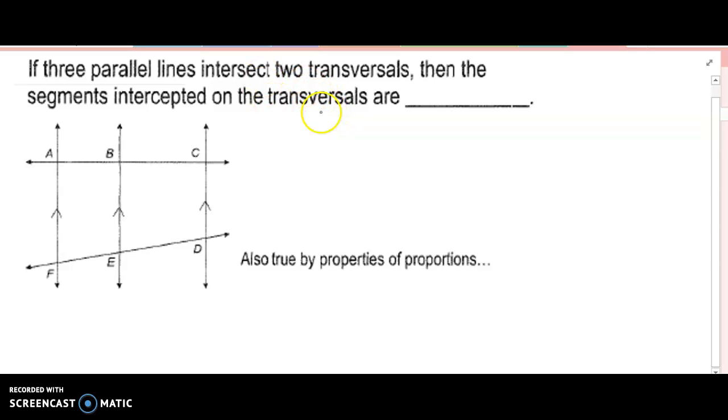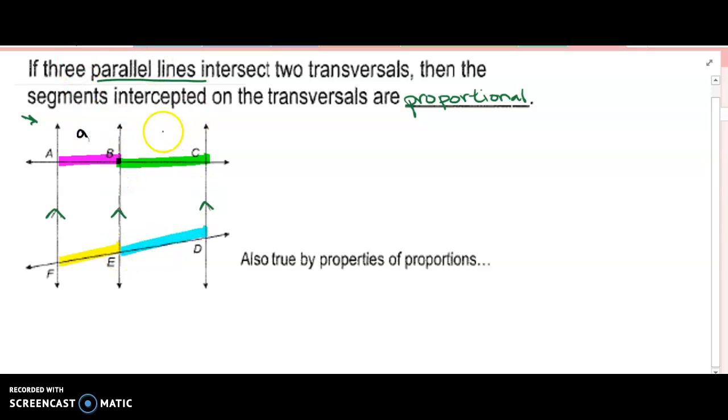So if you flip the next page up, you'll see this right here on top. Okay, and this says if 3 parallel lines, so please note these all have to be parallel, intersect two transversals, then the segments intercepted on the transversals are proportional. Okay, so once again, if I highlight each of these in different colors, and then I label them, if this is A, this is B, this is C, and this is D, then it would cut these to where A over B is going to be equal to C over D.